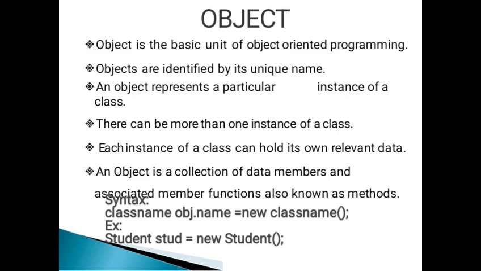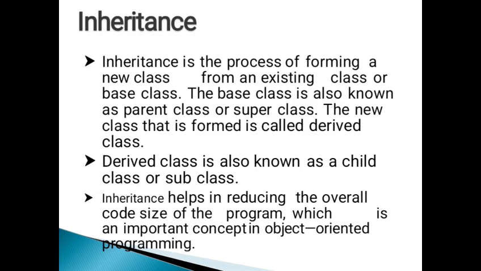Objects are identified by their unique name. An object is a collection of data members and associated member functions. Functions are known as methods. The syntax of an object is class name, object name, equals new, class name. For example, Student is a class name, s1 is my object name, new is a dynamic memory allocator, and then Student is the class name.